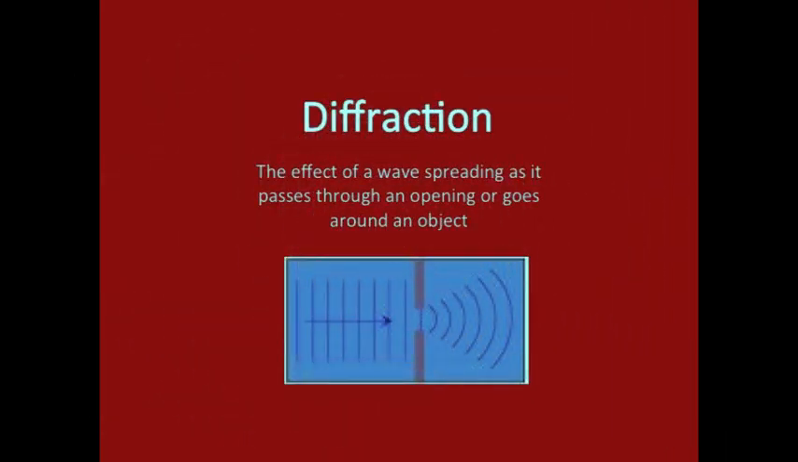Diffraction. Diffraction is the effect of a wave spreading as it passes through an opening or goes around an object. Diffraction can occur with all types of waves, including sound waves, water waves, and electromagnetic waves, such as visible light, X-rays, and radio waves.